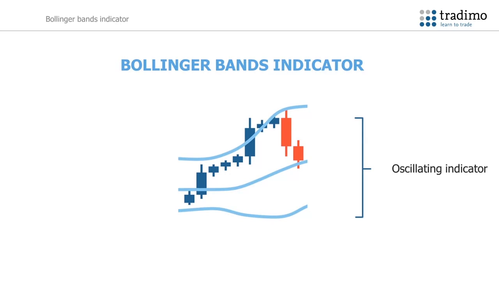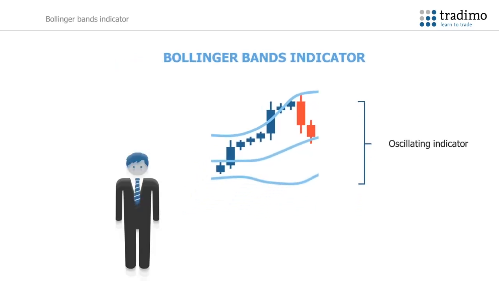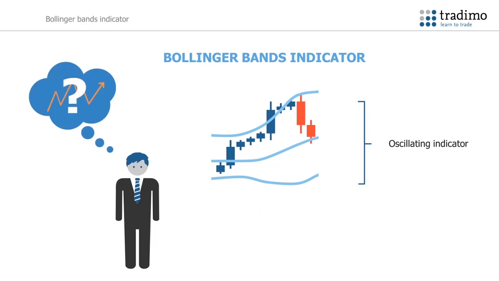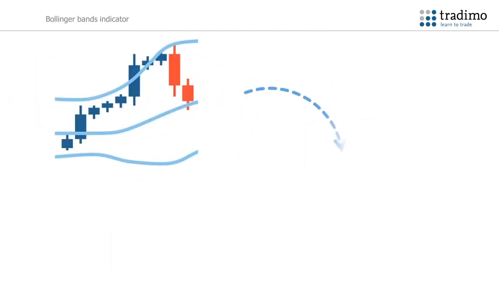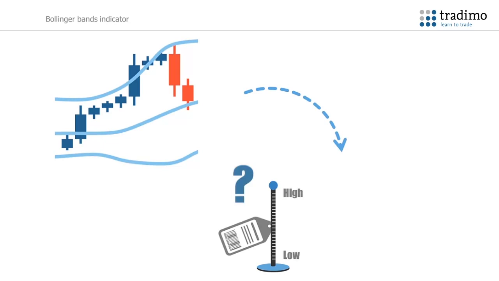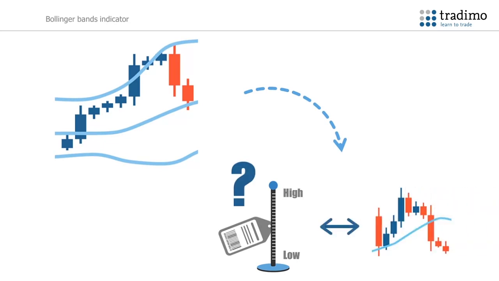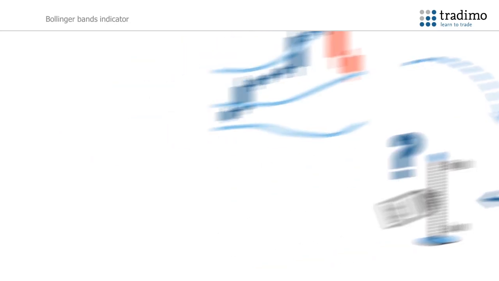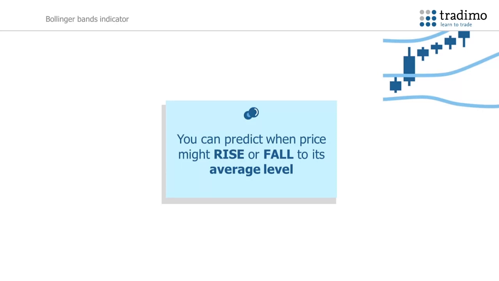The Bollinger Bands indicator is an oscillating indicator. Traders use it to measure the volatility of a market. The Bollinger Bands can help you to identify points at which the price of an asset is high or low, relative to its recent average. This can in turn help you to predict when price might rise or fall to its average level.